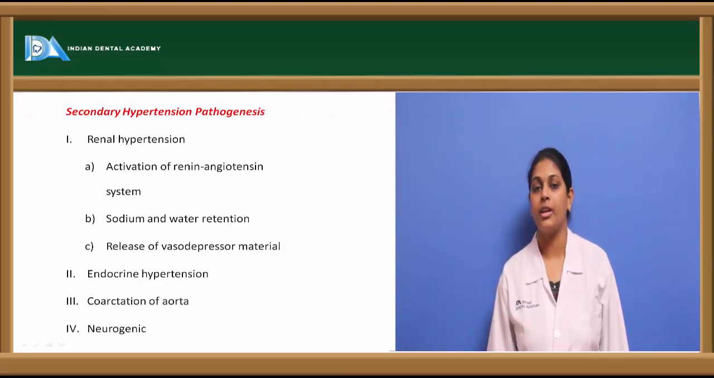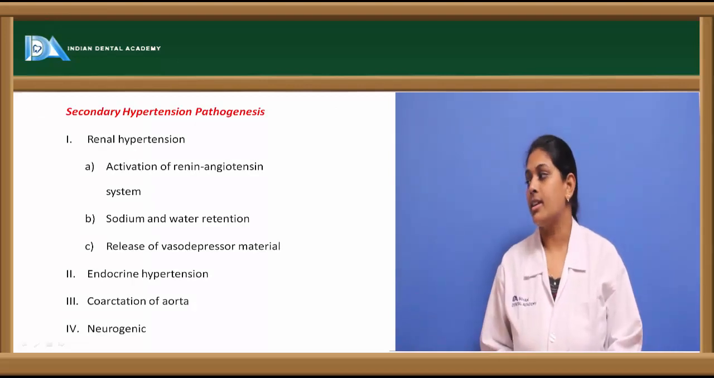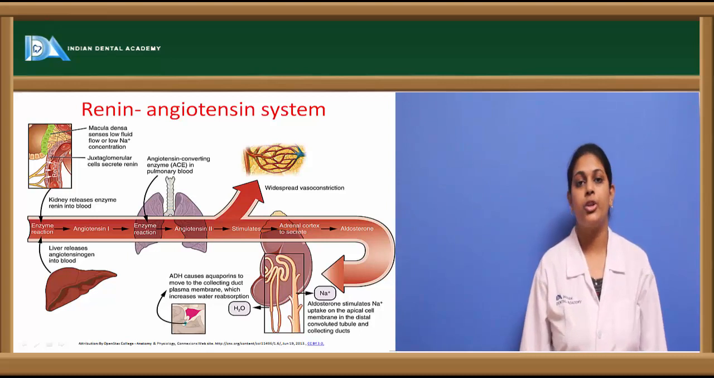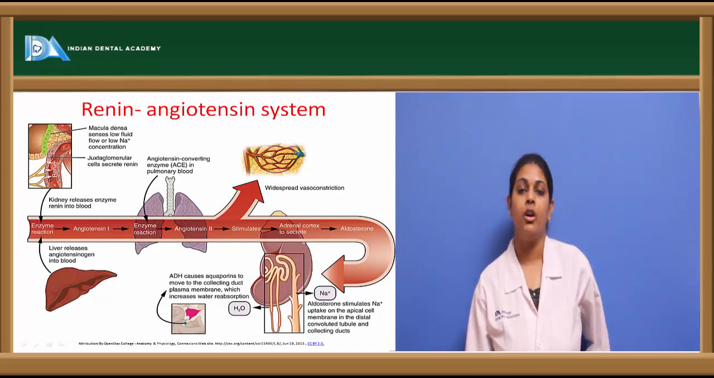Coming to secondary hypertension, we see that renal hypertension is seen, that is, the activation of the renin-angiotensin system. The renin-angiotensin system is one of the chief mechanisms and is the reason for the development of secondary hypertension.